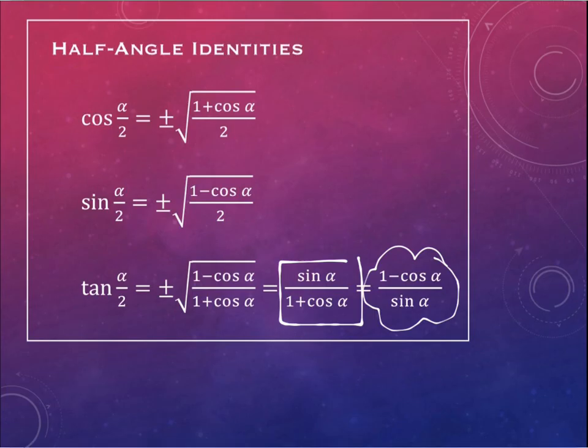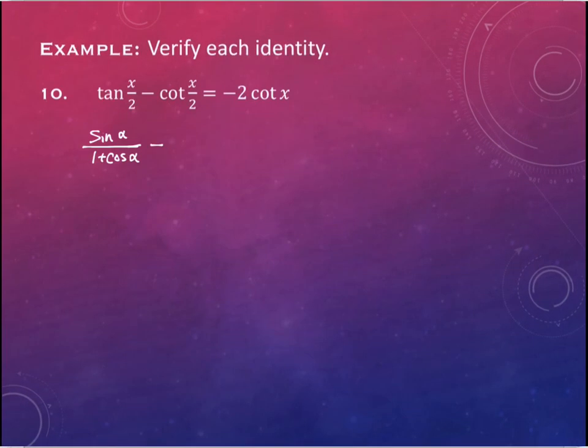1 minus cosine of alpha over sine of alpha. And then it's cotangent, so I'm still going to flip it. So I'm going to have sine over 1 minus cosine. All right. The denominators don't match, but they are a little friendlier with how they work together. So we still have to get a common denominator.